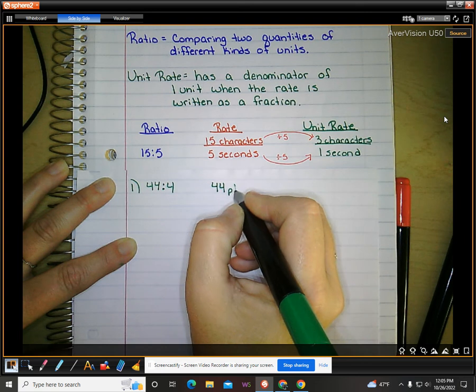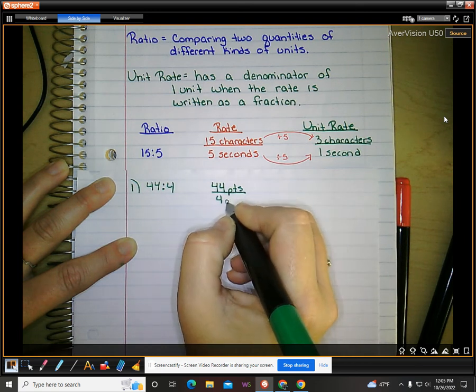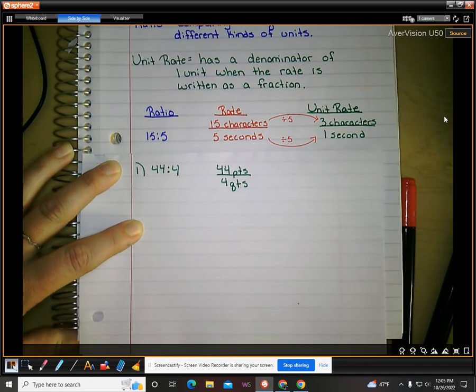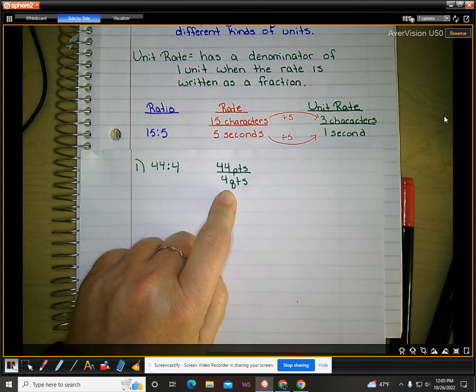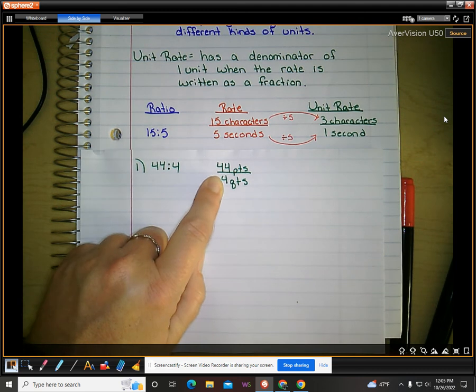So we would have 44 points on top and 4 quarters on the bottom. Now I'm abbreviating. That's a rate. It's a comparison of two things that are not the same, written as a fraction. 44 points and 4 quarters. Questions on where I got that from?